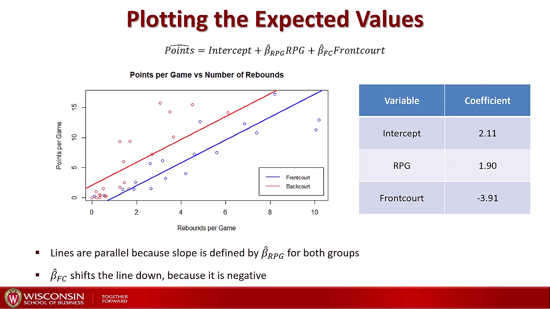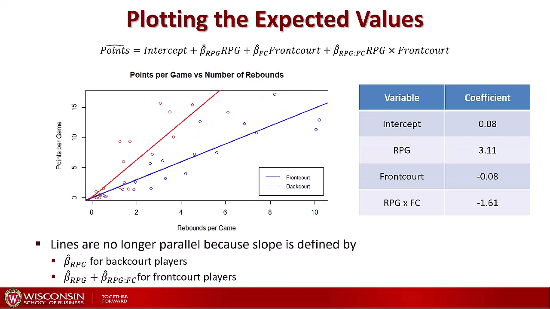We can see these lines are parallel, and that might not be optimal when we look at the red points and the blue points. The red points are for backcourt players and the blue points for frontcourt players. The blue line is shifted down because the coefficient for frontcourt is negative. It's minus 3.9. So we can see that it's the same line as the red line, but shifted down by 3.9 points.